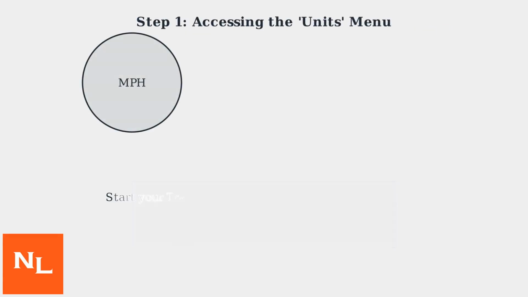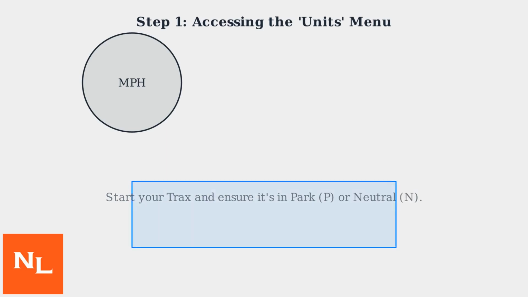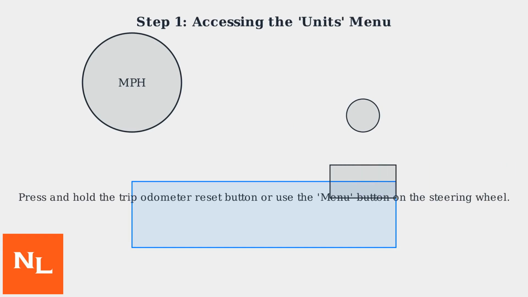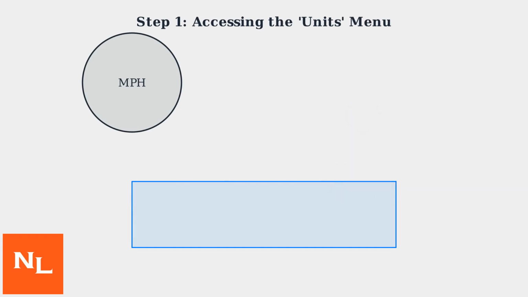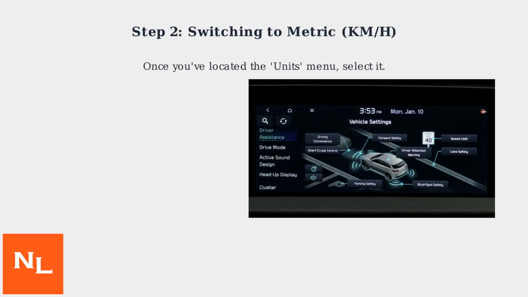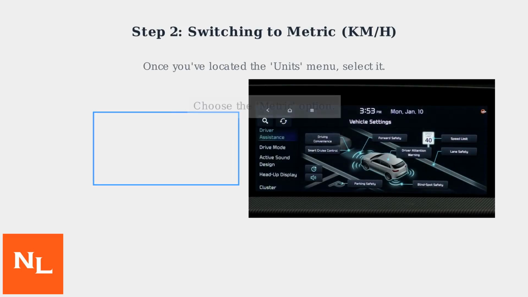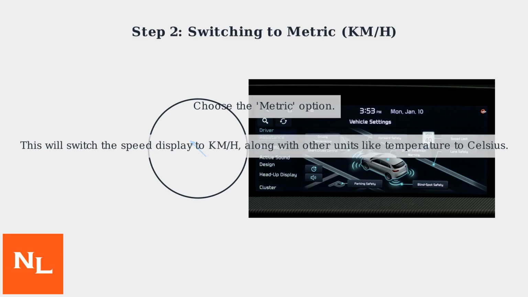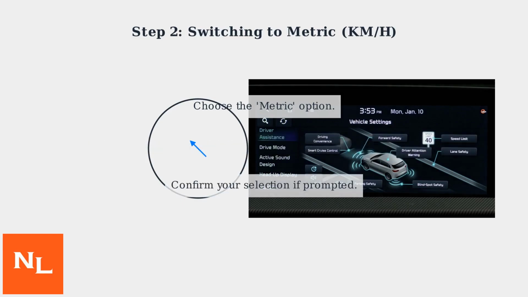Start your Trax and ensure it's in Park (P) or Neutral (N). Locate the DIC controls. Press and hold the trip odometer reset button or use the menu button on the steering wheel. Cycle through the DIC options until you see vehicle information or directly units. Once you've located the units menu, select it. Choose the metric option. This will switch the speed display to km/h along with other units like temperature to Celsius. Confirm your selection if prompted.